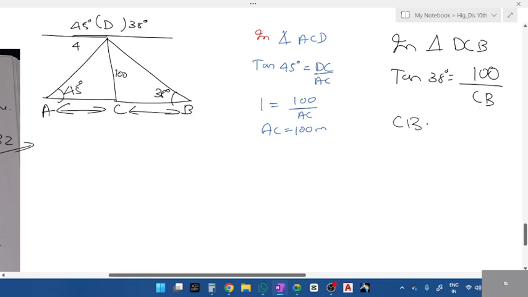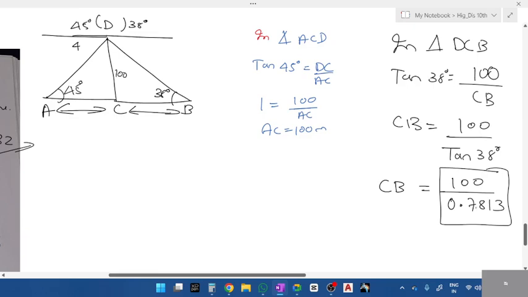If you want to find CB, 100 divided by what? Look at the tan 38 value. Tell me, what is tan 38? 0.7813. So what are we doing, dividing or multiplying? Are we dividing by the decimal or multiplying? Dividing. All of you remember this concept? Two days back I taught you all.